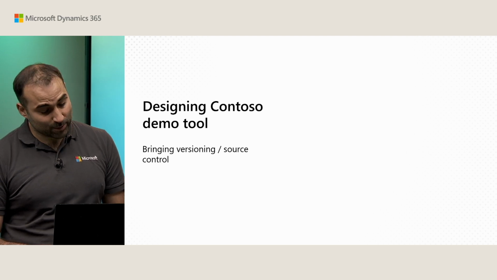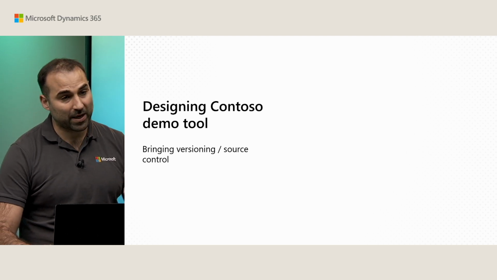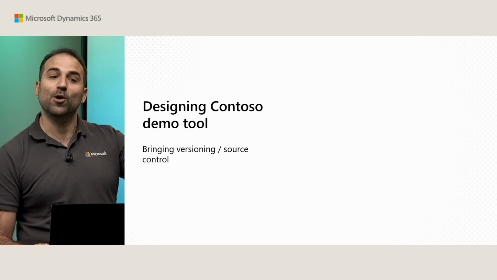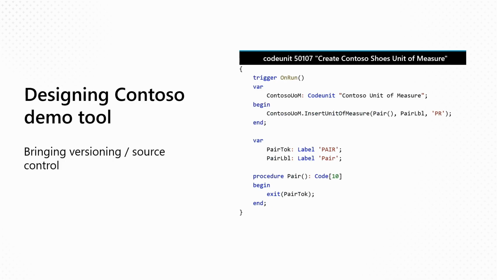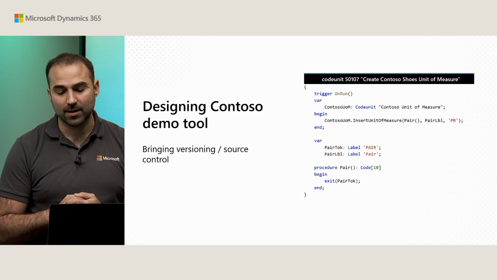We wanted to solve this issue with source control and versioning to make it easier to extend and maintain and go back to previous versions and things like this. We just made it code. So you can see in here that it's much easier to read. We have a codeunit that is about creating a unit of measure, and then you can clearly see what is being created in there, and you can create more and expand it easily.